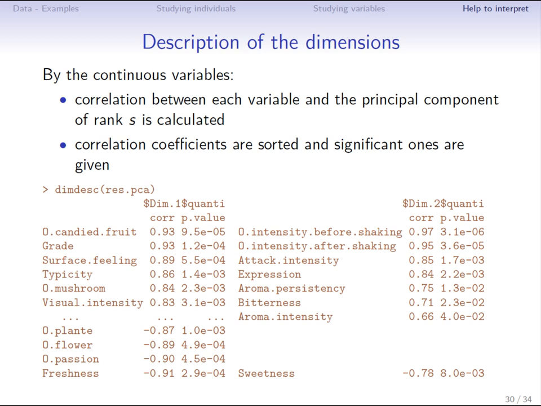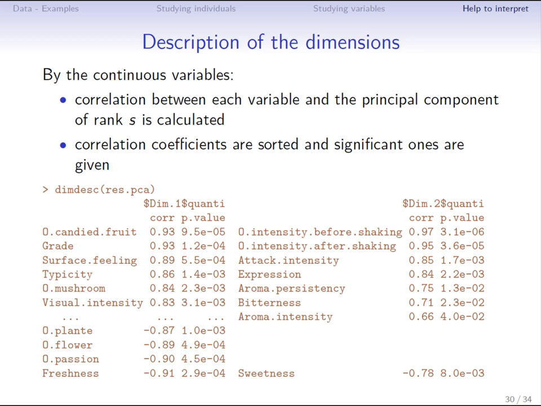For the description of the first dimension, we see that the most correlated variables are the odor of candied fruit and the grade, which have correlations close to 1 and thus best describe the first dimension. There are other variables which are highly and positively correlated with the first dimension. And there are also some variables that are strongly linked to the first dimension, but with a correlation coefficient close to -1. There are lots of variables that characterize the first dimension. And then for the second dimension, there are fewer variables that describe it.